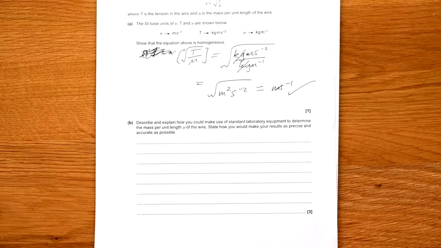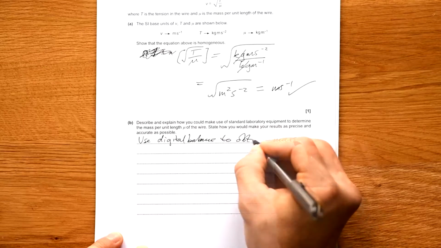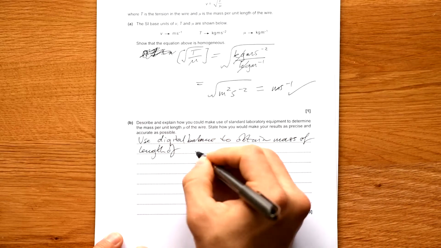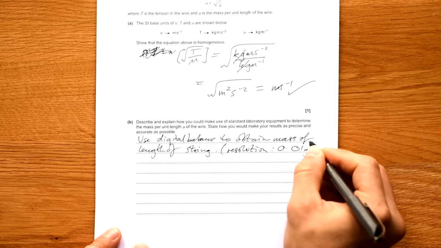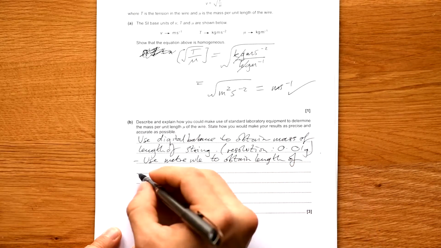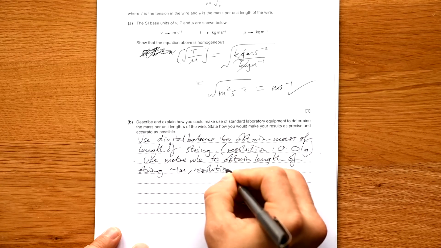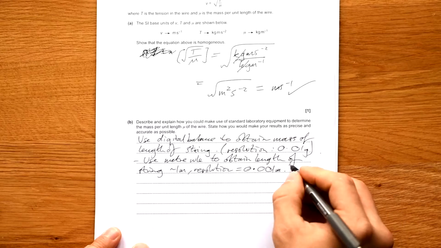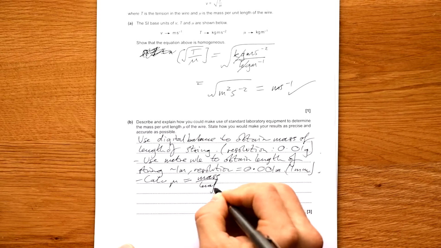B. Describe and explain how you could make use of standard lab equipment to determine the mass per unit length mu of the wire. State how you would make your results as precise and accurate as possible. Use a digital balance to obtain the mass of a length of string. The resolution should probably be to the nearest hundredth of a gram. And we're going to use a meter rule to obtain the length of string, approximately 1 meter long, but the resolution should be to the nearest millimeter. Calculate mu by taking the mass divided by the length.